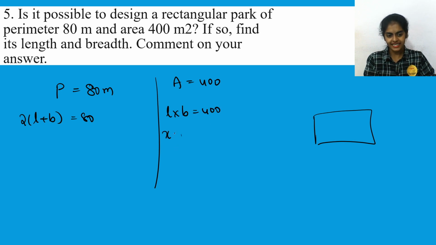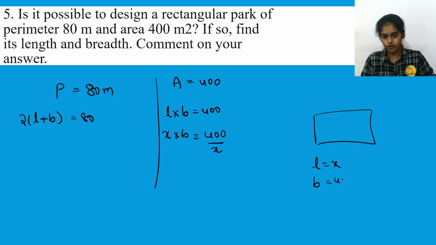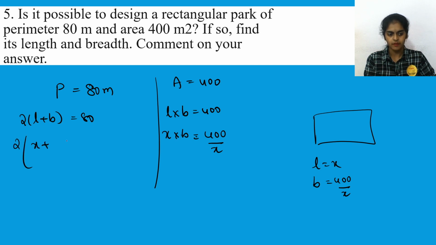If I take length as x, then what is breadth? Breadth is 400 divided by x. Right. So we are taking length as x. So breadth is 400 divided by x. Let us substitute these two here. So it is 2 times (length x plus breadth 400 divided by x). This is nothing but 80.